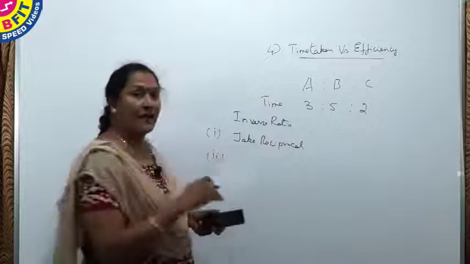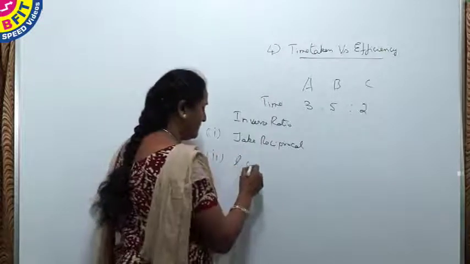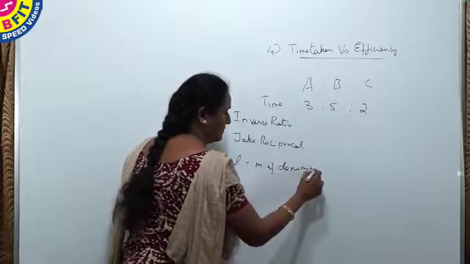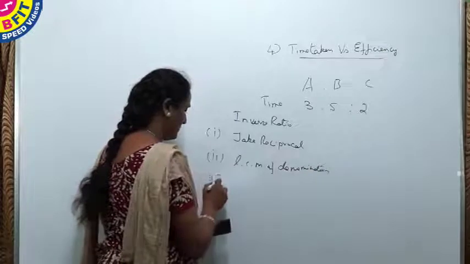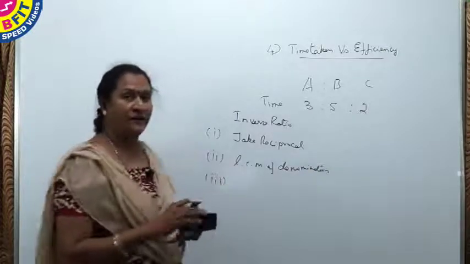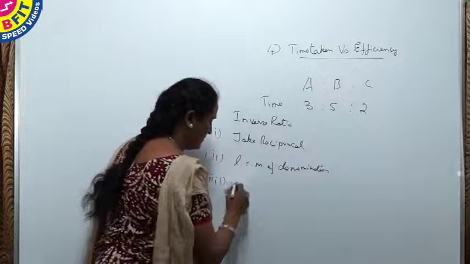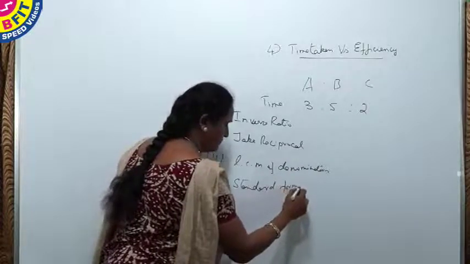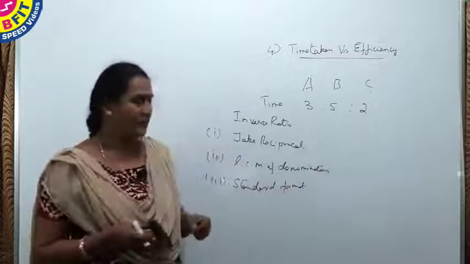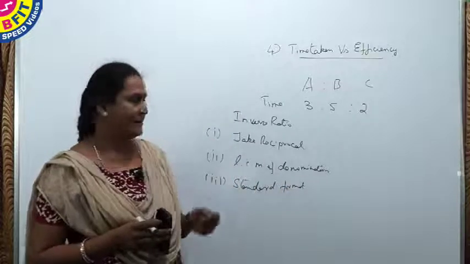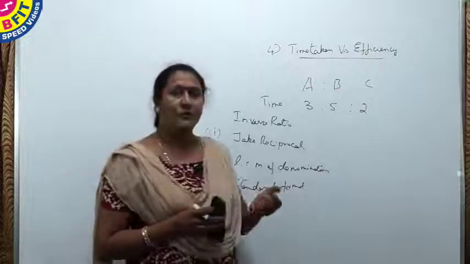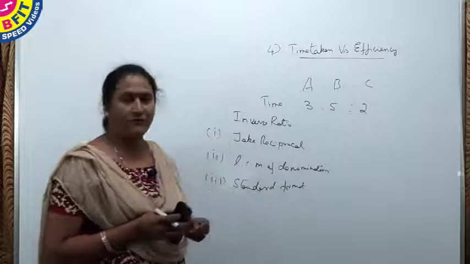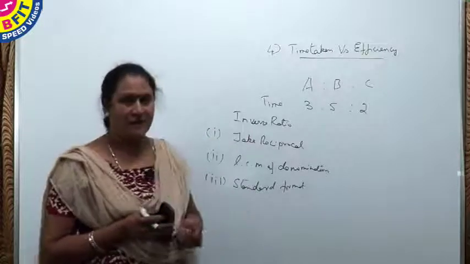And then you have to take LCM of the denominators. And then it should be written in a standard format. The standard format of ratios is avoiding fractions and decimals. So to find the inverse ratio, you have to follow these three steps: take reciprocal, LCM of denominators, and writing in the standard format.